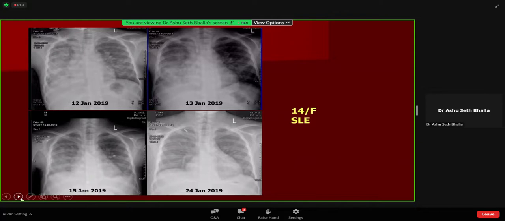Let's see a case. This is a 14-year-old child who has SLE. Adolescents, unlike younger children, have most of the DLDs being autoimmune mediated, and that's why you have a lot more girls presenting with DLDs in this age group. So the dates are marked here: 12th of January, 15th of January, 24th. The patient had these diffuse airspace opacities which get denser, and then around 24 Jan, they tend to clear out.